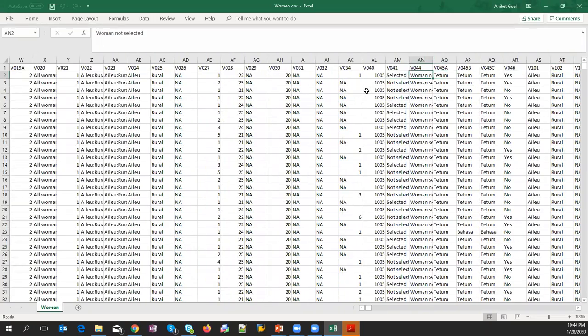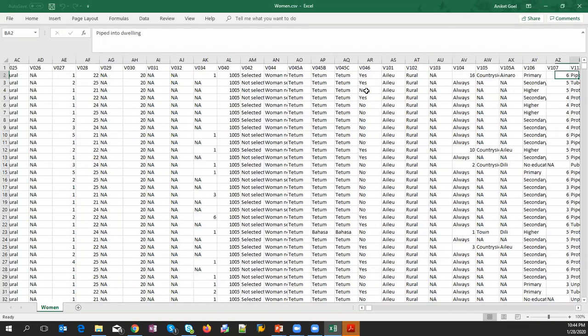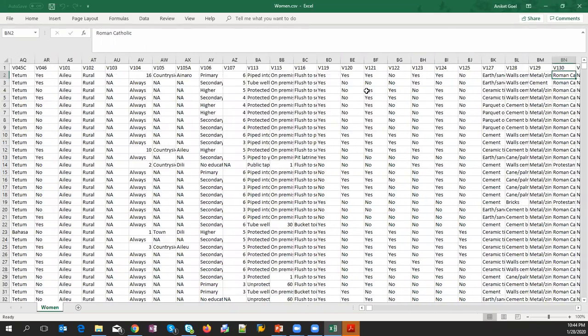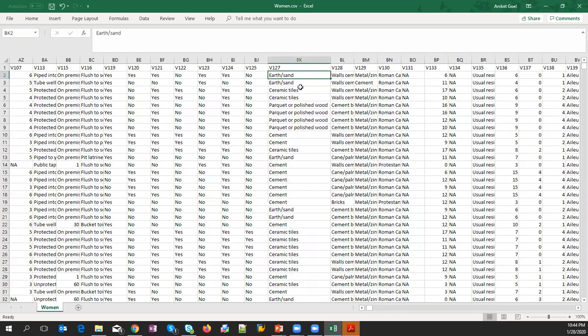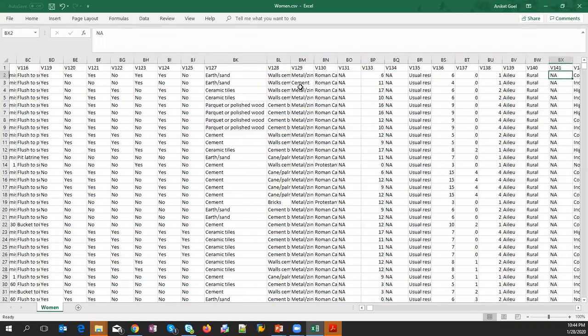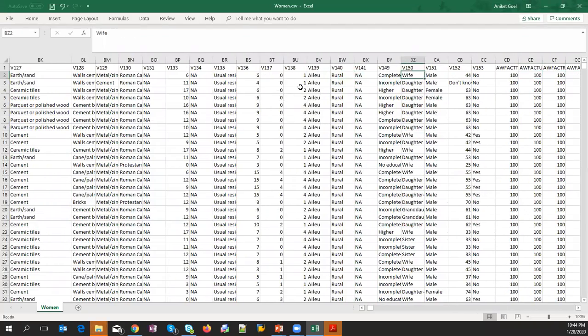Yeah, so, going with this as raw data, this column might be easy to explain. It talks about the kind of property they are living in, either they have got earth or sand or ceramic tiles. What's the texture of the walls, what's the texture of the ceiling, basically the description of the house in which they are living, their religion.